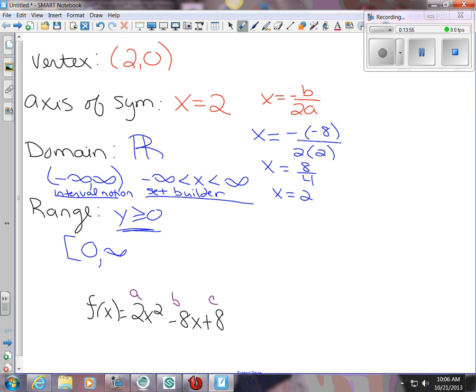The squared for the 0. Why is this one squared? Because I'm using it, right? It's equal to. Okay, what about the infinity? That's a parentheses. Why? It's not really a number, right? Okay. All right, so that's interval notation.